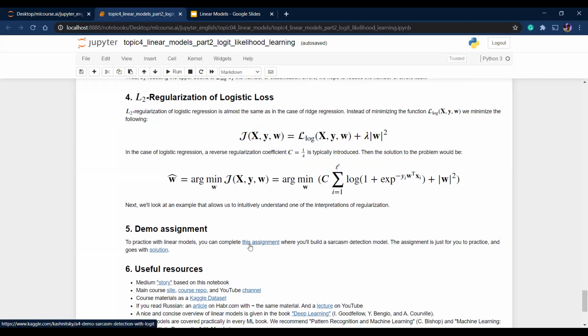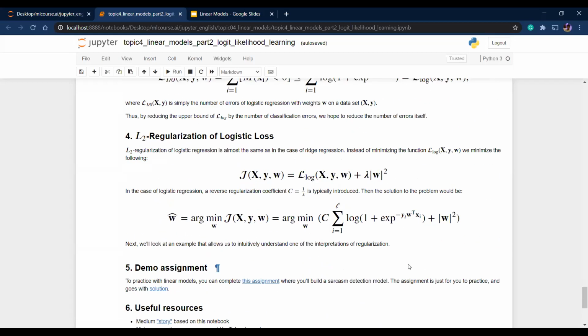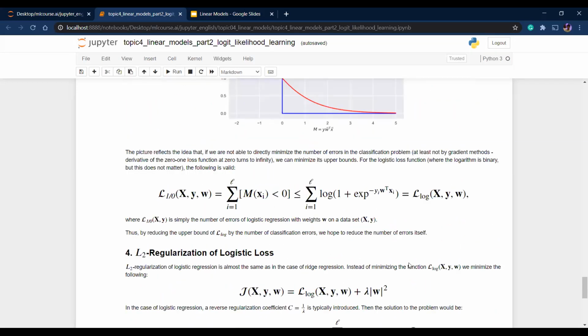If you want to explore more on this, there is an assignment. You can go over and do the assignment. But I guess it's time for questions now. And after the questions, I'll hand it over to Saurav and he will go to the third notebook. So are there any questions?